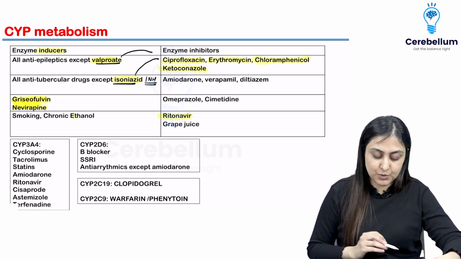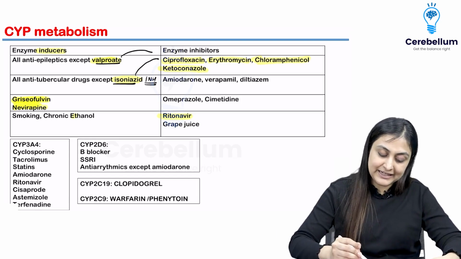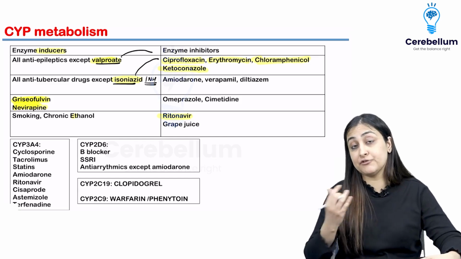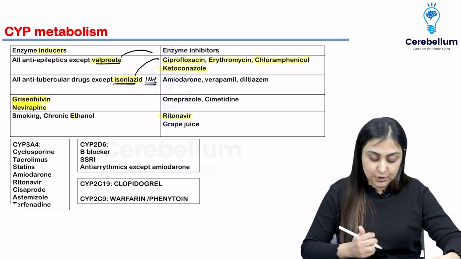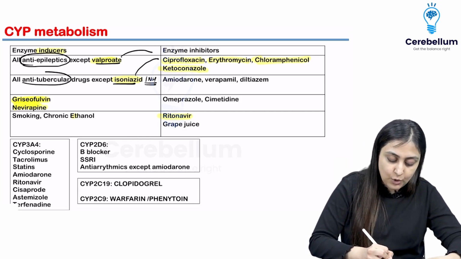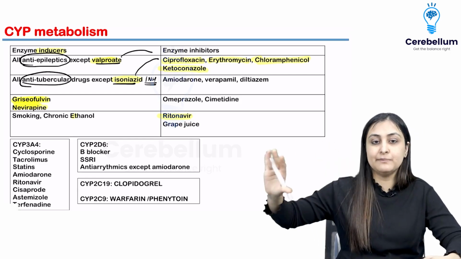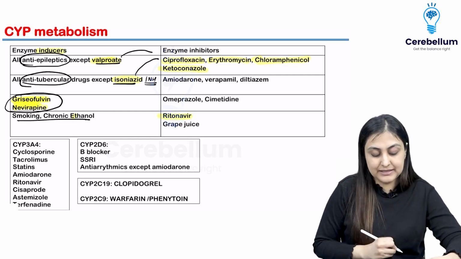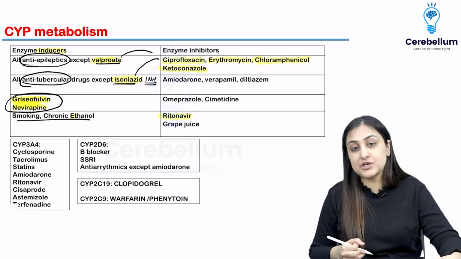Apart from that, we have smoking and ethanol, which are your inducers. Okay, so chronic ethanol is an inducer. Acute ethanol, a lot of places say, is an inhibitor. Okay, so basically what is the end point? All anti-epileptics, all ATT, with two exceptions, valproate and INH, griseofulvin and nevirapine, and smoking and ethanol. These are inducers. Anything else is going to be an inhibitor.